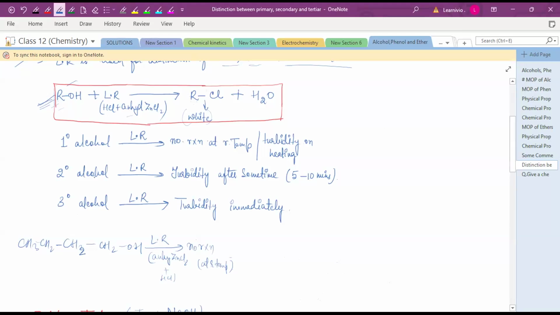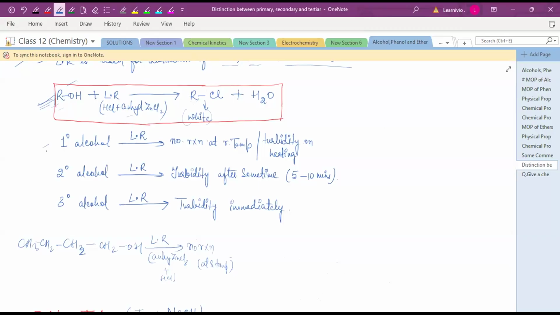One by one, you will take the unknown compound in your test tube. Now add the Lucas reagent, anhydrous ZnCl2 plus HCl. When you add this, if you see no turbidity at room temperature, no white appearance in your test tube, then it is a primary alcohol.